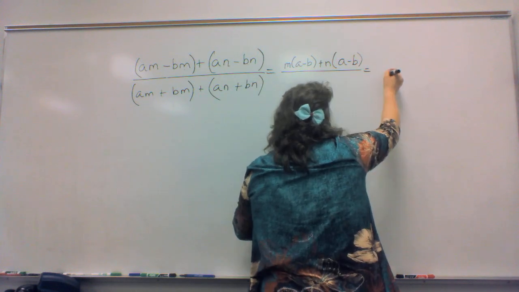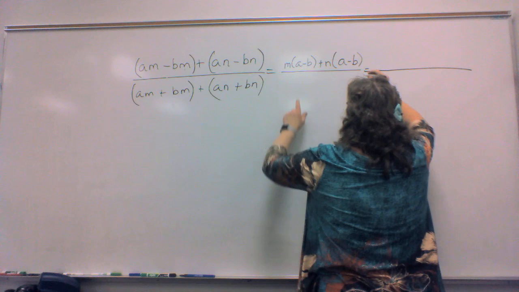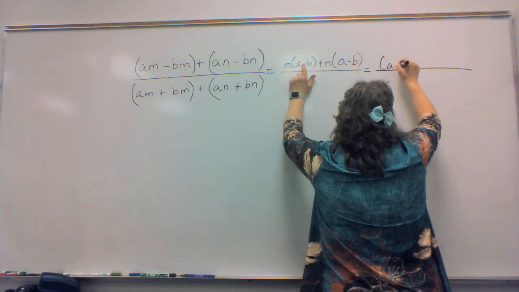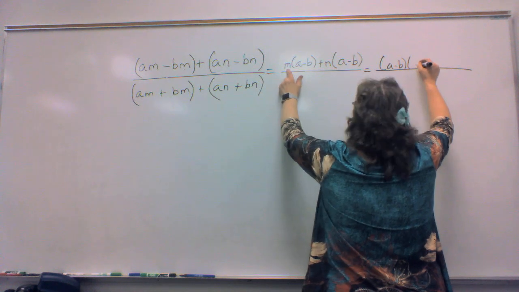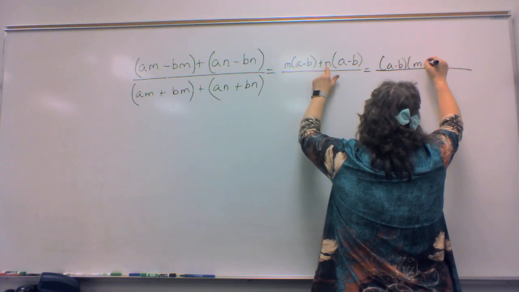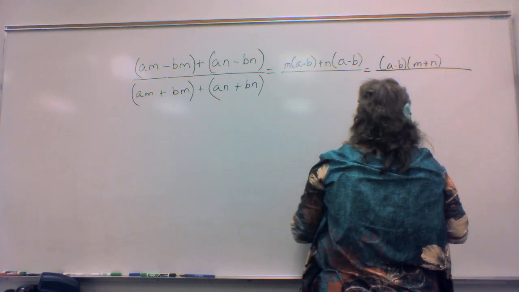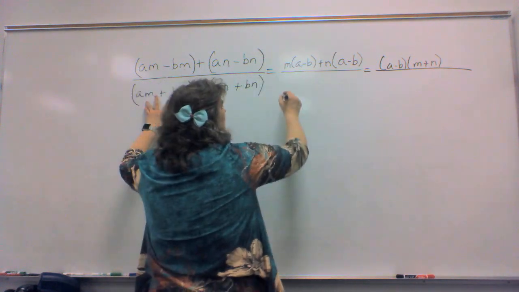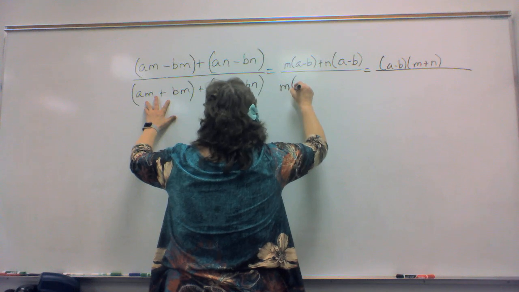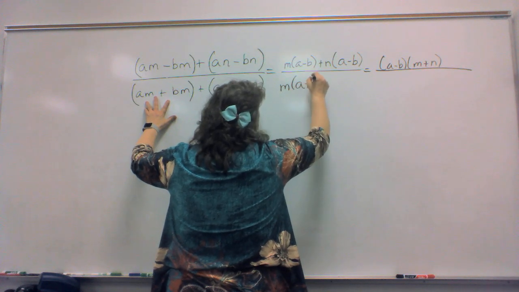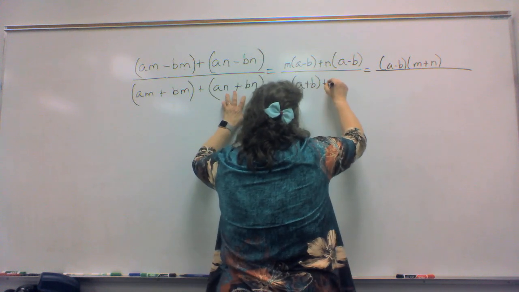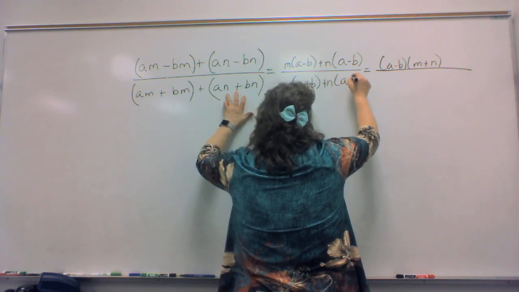Let's keep going on that one and finish that one up. Notice your a minus b is your common binomial factor: a minus b, times m plus n. That one's finished. Now let's look at this one. Again, m is your common factor, and this is a plus b, plus n is your common factor, and a plus b.